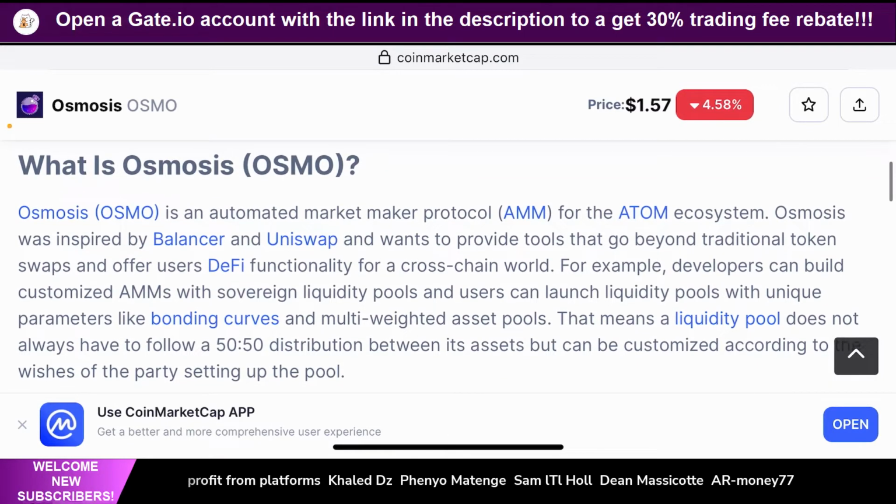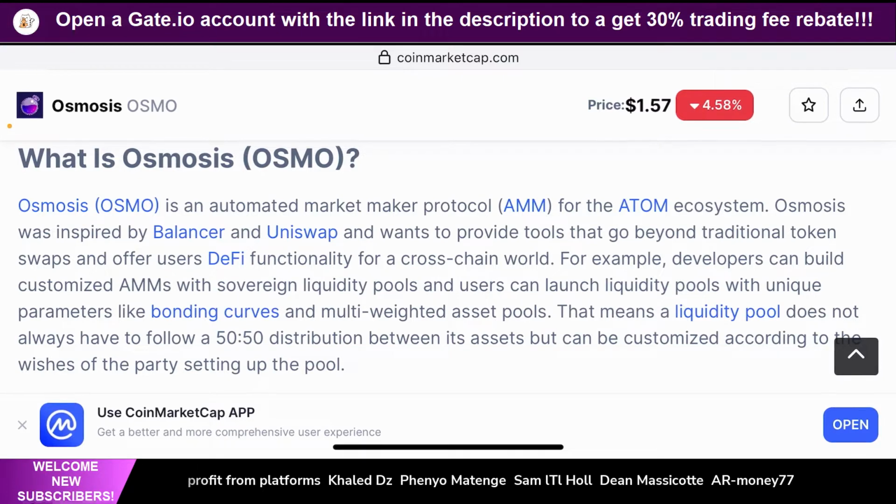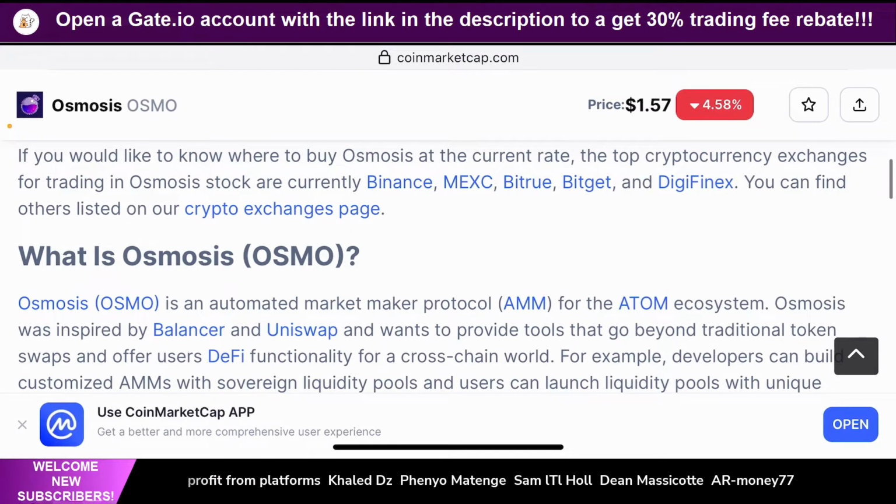So Osmosis was inspired by Balancer and Uniswap and wants to provide tools that go beyond traditional token swaps and offer users DeFi functionality for a cross-chain world. So obviously this project has had some inspiration from projects like Balancer as well as Uniswap, but those projects exist on the Ethereum blockchain, and therefore Osmosis was created specifically for the Atom ecosystem, and they wanted to not just do traditional swaps, they also wanted to go beyond that in order to achieve other DeFi as well as cross-chain functionality, because Atom is a very important ecosystem for cross-chain DeFi functionalities, right?